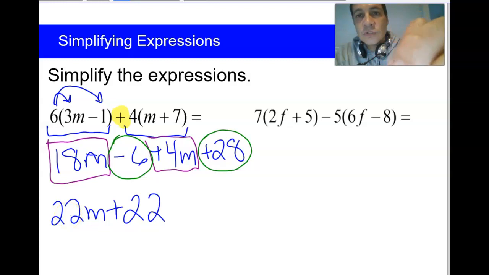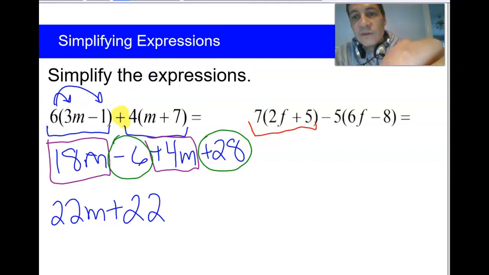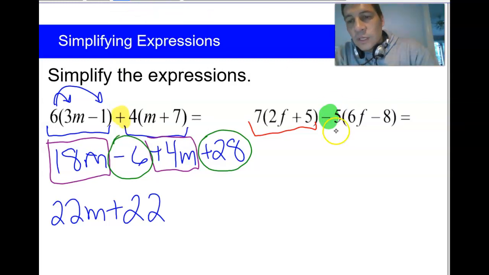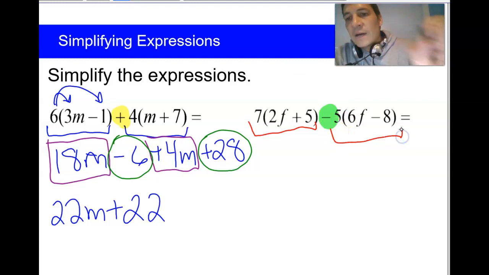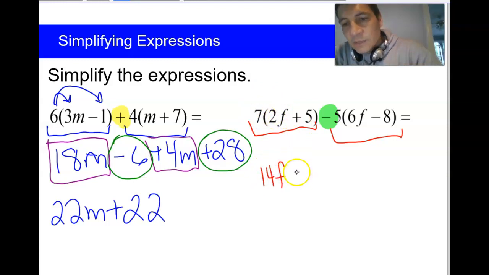Now let's look at number 2 here. I've got 7 groups of 2f plus 5, and here's where you have to be careful. This 5 here in the next group with the distributive property is a negative 5 because there's the minus sign in front of it. So I've got the opposite of 5 groups of 6f minus 8. 7 times 2f, that is 14f. A positive 7 times a positive 5 is positive 35.